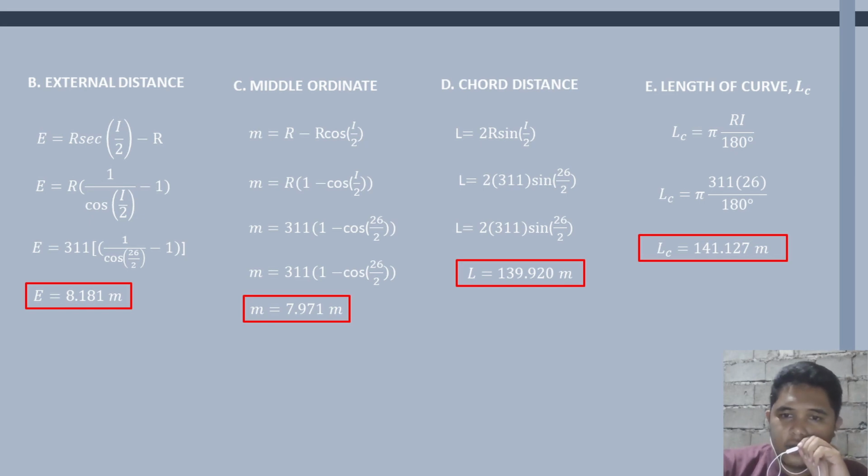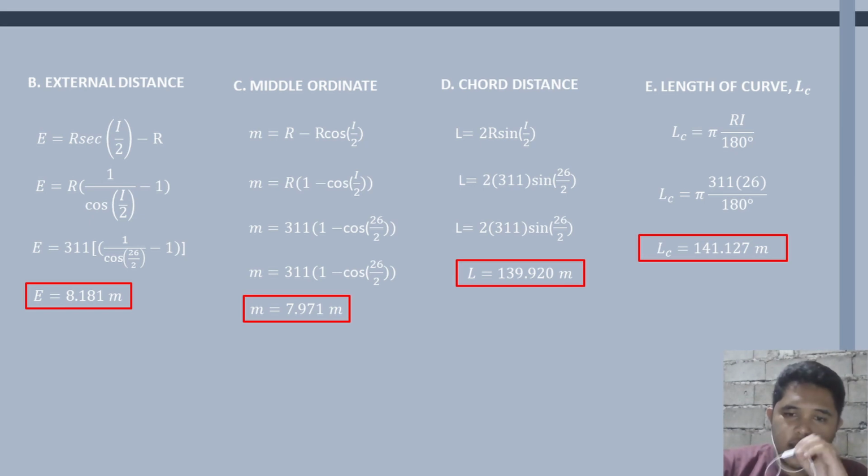Next, that is followed by the chord distance. So chord distance, L or C, is equal to 2 times the radius times the sine of I over 2. So we simply substitute the values, makuha na to ang chord distance nga 139.920 meters. And lastly, atong isolve si length of curve LC.